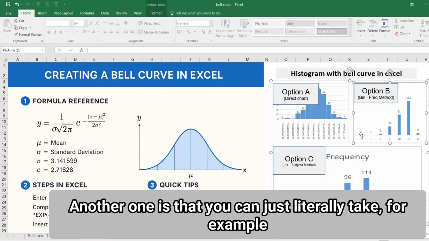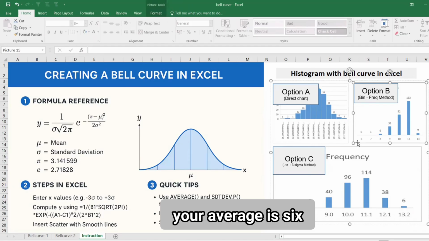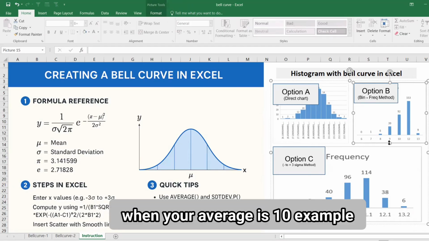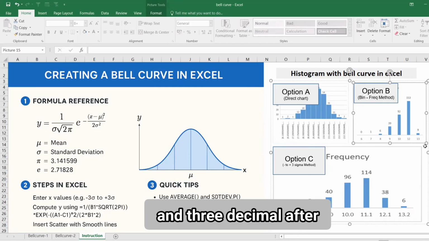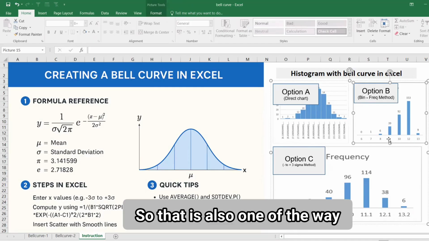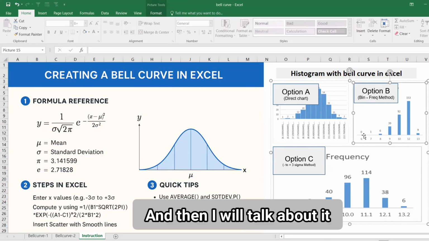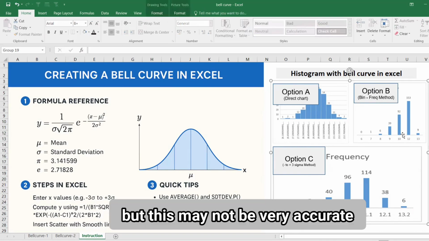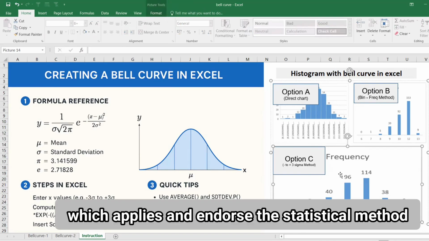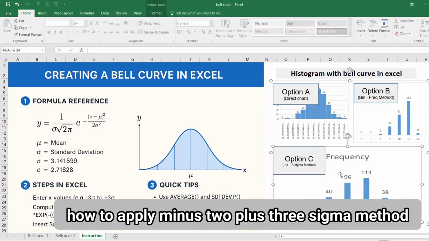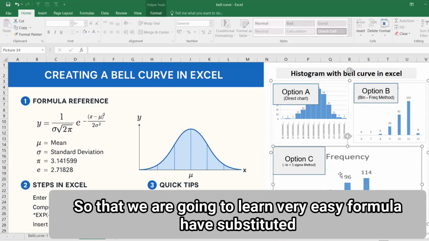Another option is that you can just literally take your average, for example, 6 or 10, and take 3 decimals before and 3 decimals after. So that is also one of the ways. I will talk about it, but this may not be very accurate. And then option C is the right one, which applies and endorses the statistical method, how to apply the minus 3 to plus 3 sigma method. So that we are going to learn.